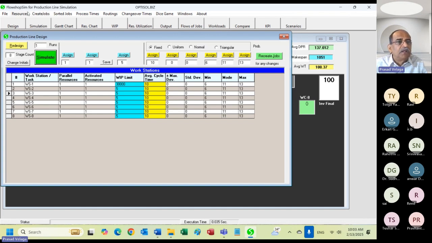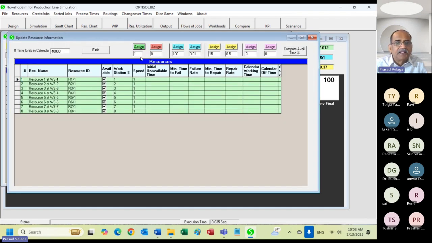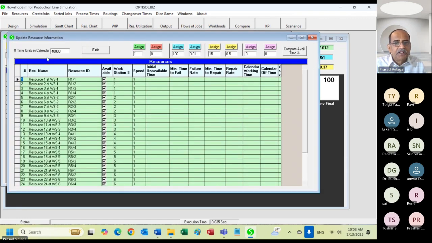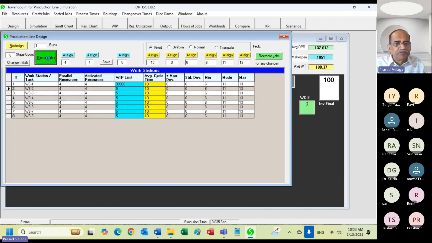So what I will do now, I will go back to the normal case. But I will have multiple parallel machines at every workstation. So right now I'm assuming that there are 4 parallel machines at every workstation. All 4 are activated, all 4 are operational, and the WIP limit is 5 at every workstation, and cycle time is exactly 10 minutes everywhere. I'm going to simulate this multi-resource scenario for 100 pieces. So now let me simulate.